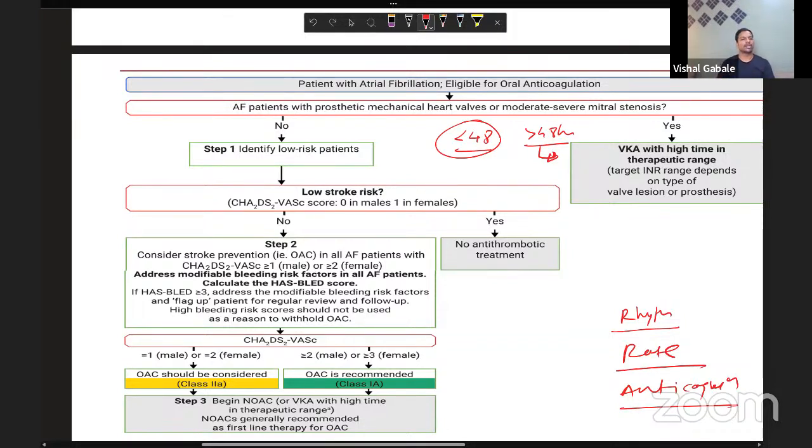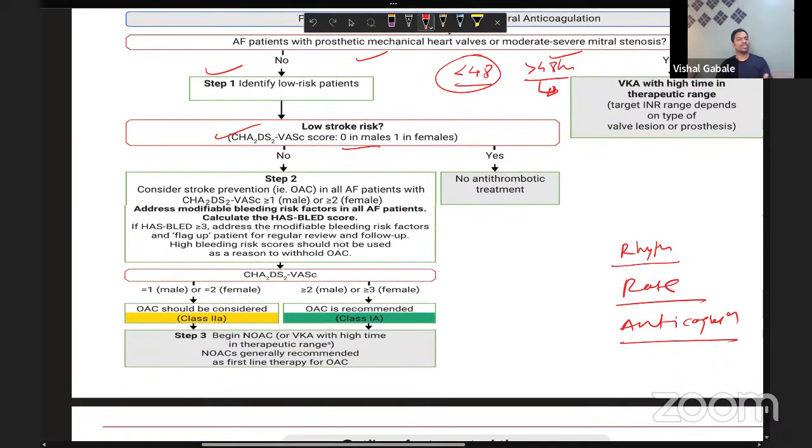While telling that, first of all we have to check the history of mechanical heart valves or moderate to severe mitral stenosis in this patient. Then we have to check the CHADS score, which gives us the incidence of stroke in atrial fibrillation. If this CHADS score is more than 1 in males or more than 2 in females, we give anticoagulants to this patient, depending on the score. Okay.